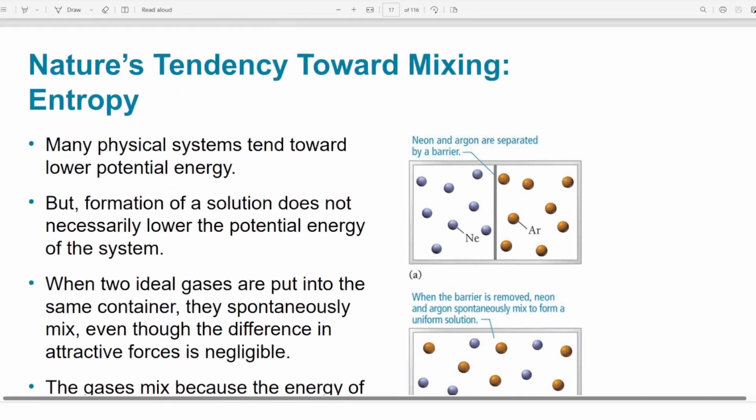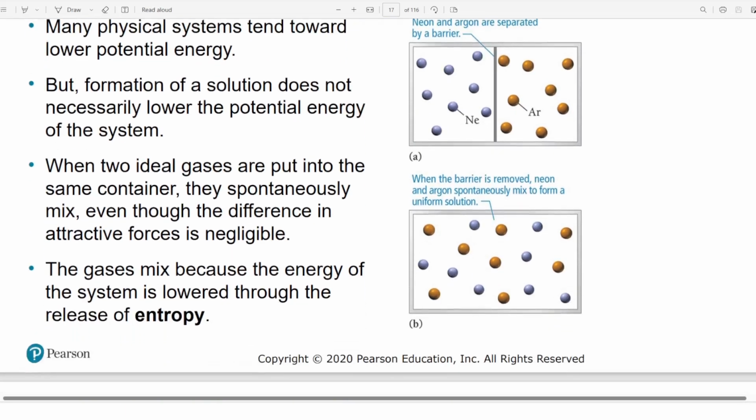Nature's tendency toward mixing is also known as entropy. For example, if you had two gases separated by a barrier, and you had a pure gas on each side, when you remove the barrier, the gases will mix. And this is due to the increase in entropy or disorder in the system. This is naturally favorable.